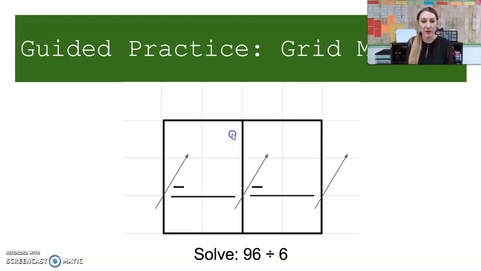So I'm going to break that 96 into its two digits, 9 and 6. And I'm going to put my divisor on the outside of the grid. So I'm going to list my multiples of 6.